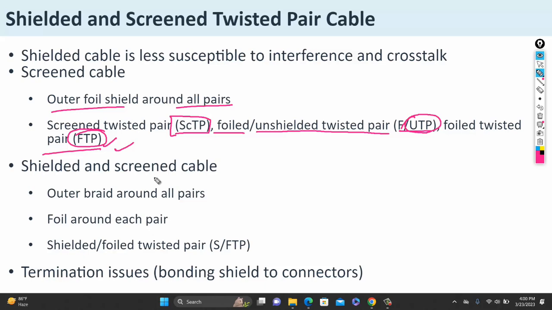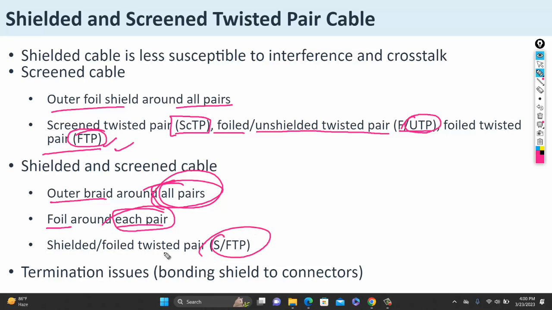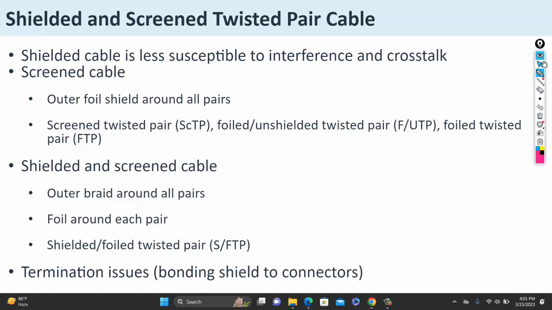There is a shielded and screened cable which has an outer braid around all pairs and also foil around each pair. First is all pairs and then each pair also. So it is called shielded foil twisted pair, SFTP. So what is the issue? The issue is termination when you create a connector. At that time there are some possibilities of issues, but not every time.